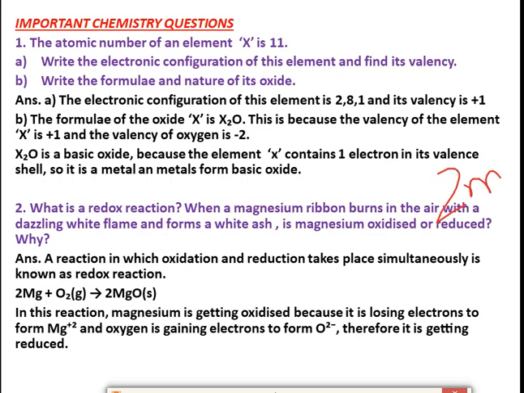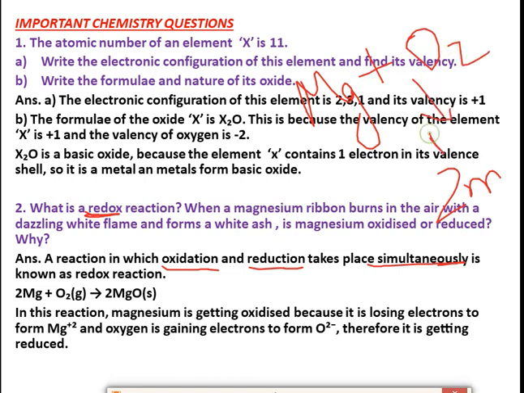The first part is: what is a redox reaction? From the name itself you can understand that redox means reduction and oxidation. So what is a redox reaction? A reaction in which oxidation and reduction take place simultaneously, simultaneously meaning at the same time, is known as a redox reaction. Okay, this is the first part of the question. For the second part, we know that whenever a magnesium ribbon is burned in the presence of oxygen, we get a dazzling white flame, and we get some ash that is also white in color, and that ash is because of the formation of magnesium oxide, MgO.